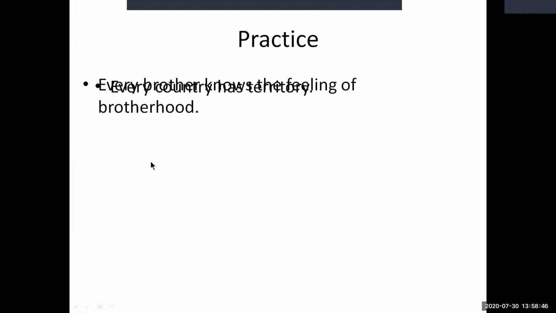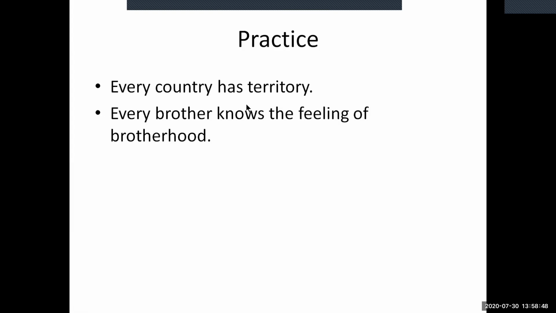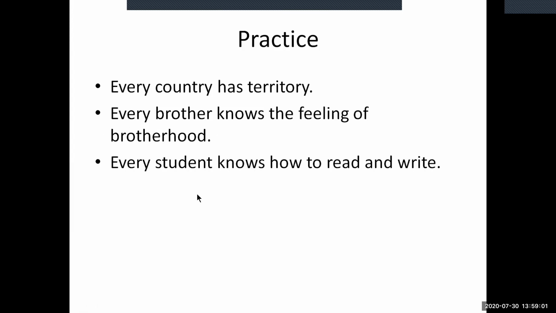The second one, every brother knows the feeling of brotherhood. Here, the main verb is knows, and the word every is used before the noun brother. You don't need to think anything complicated, rather directly follow the rule. The third example, every student knows how to read and write. Here, the main verb is knows, and every has been used before the noun student, so there is no alternative. You can directly use the rule and the sentence will be negative.